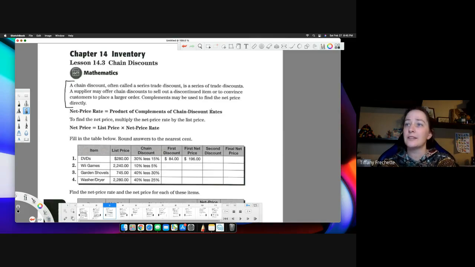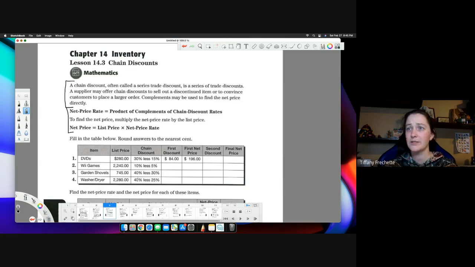So we have these two equations right here. Net price rate equals the product of complements of chain discount rates. To find the net price, multiply the net price rate by the list price. So net price equals list price times net price rate. So what this means is it's literally a series of discounts. You're going to get a discount on the main or the list price, and then once we calculate that discount, we're going to get another discount on the discounted amount. So it's kind of like a double discount, basically.